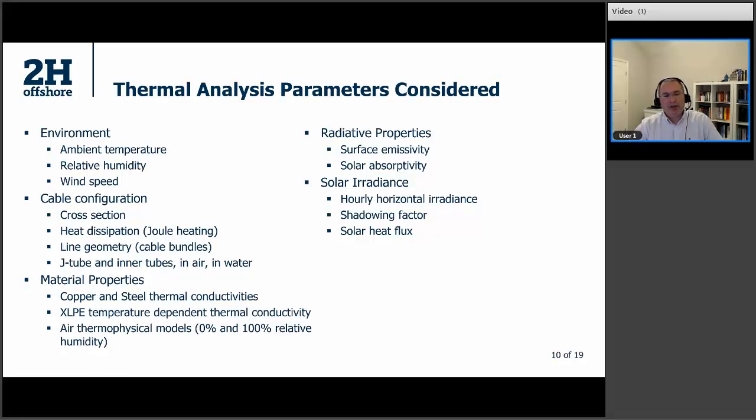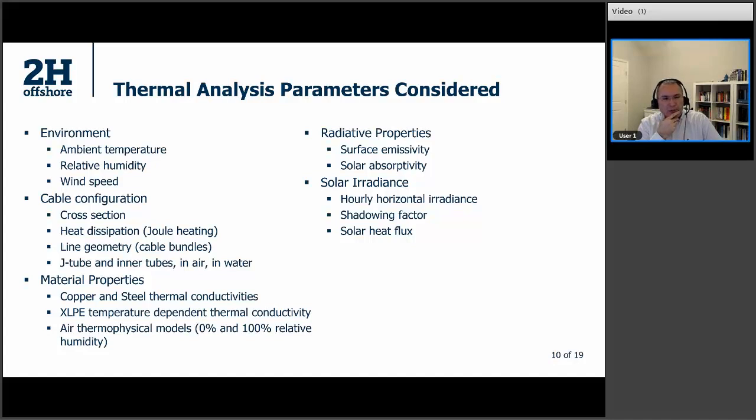So for example, if you look at the environment, the ambient temperature, of course you need to consider the site-specific temperatures. And relative humidity is another factor. And wind speed, again, you need to consider the site-specific wind speed in this case. And cable configuration, the cross sections, we have different J-tubes, inner tubes, and heat dissipation through Joule heating. So the power cables are a heat source, so they are increasing the temperature. And we have line geometry, right? We can have cable bundles. And we have J-tube and inner tubes and in air, in water conditions like I showed in the previous slide.